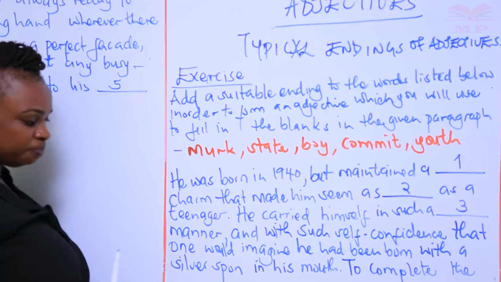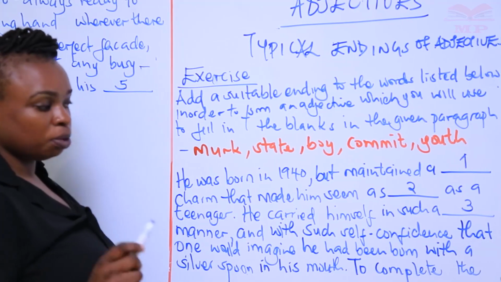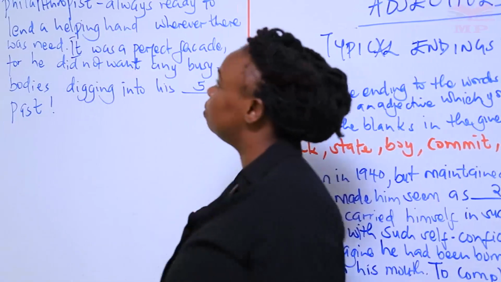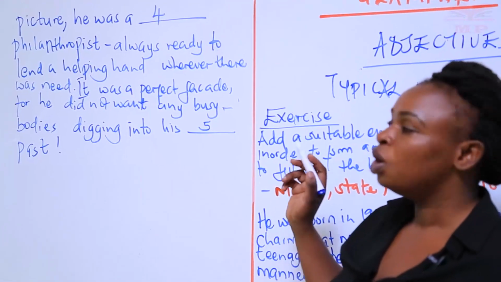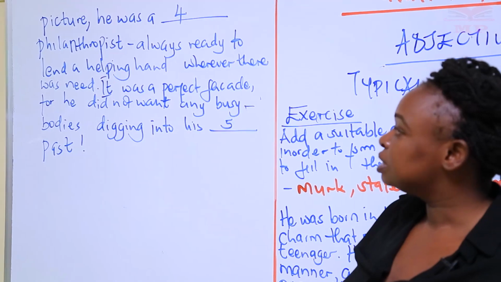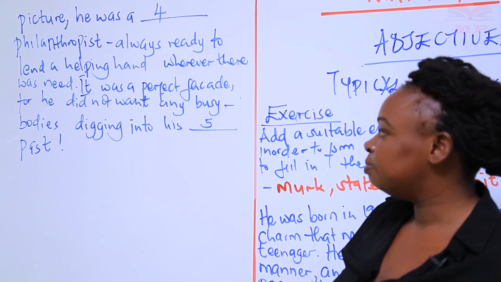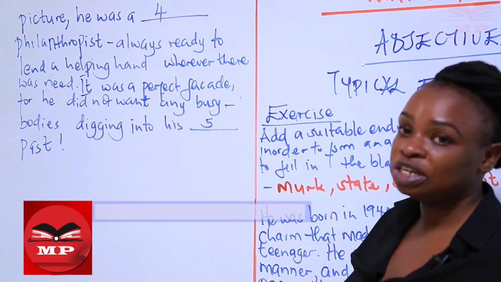silver spoon in his mouth. To complete the picture, he was a dash philanthropist, always ready to lend a helping hand wherever there was need. It was a perfect facade, for he did not want any busybodies digging into his dash past.